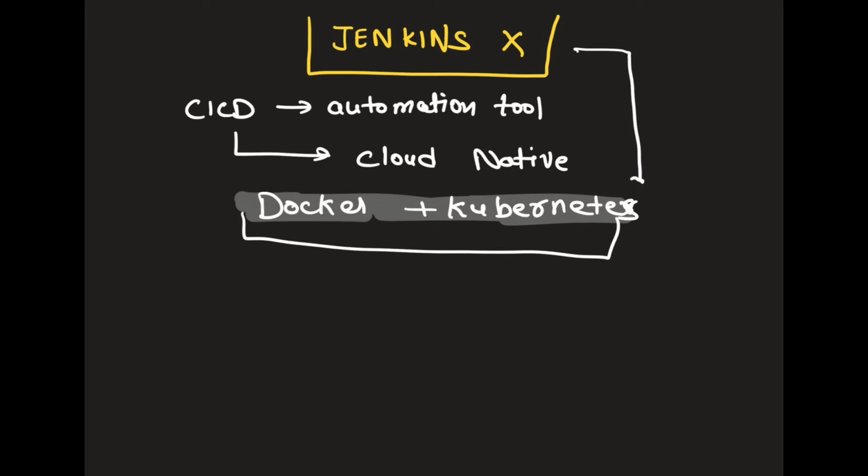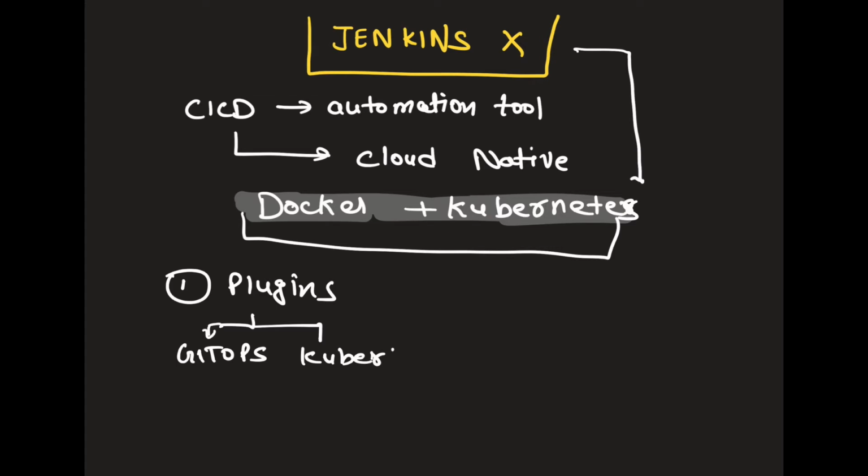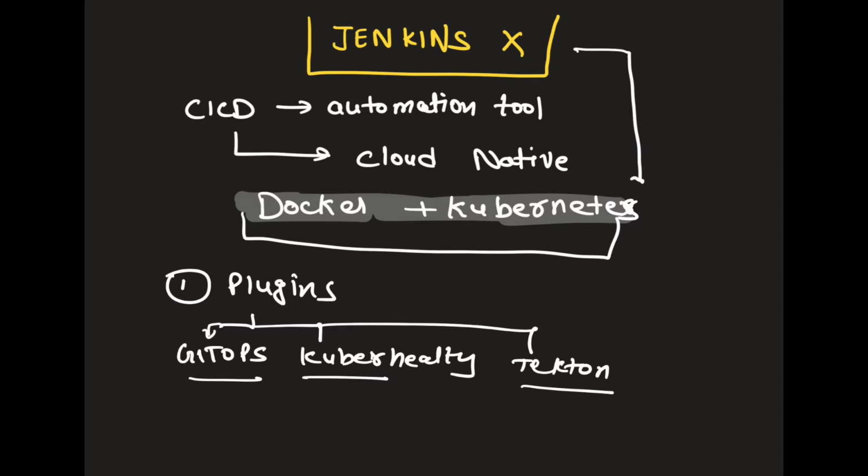So how does it bring that? Basically, there are two ways that you can bring CI/CD. The first way is that it is based on plugins. It internally has lots of plugins, and these plugins are based on different types of integration. For example, whether you want to integrate with GitOps, with KubeHealthy, or, let's say, Tekton. I'm not going into details of all of these independent tools, but what I mean to say is all these tools help you to support your cloud native applications.